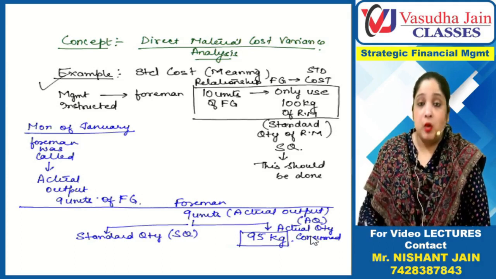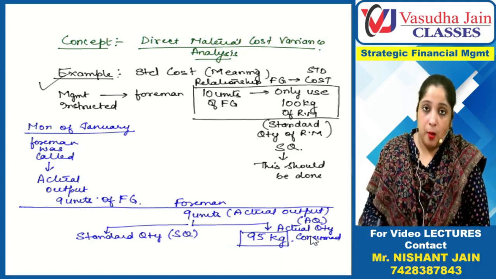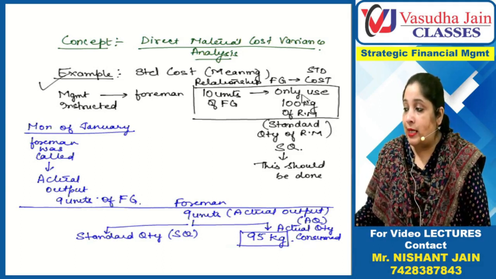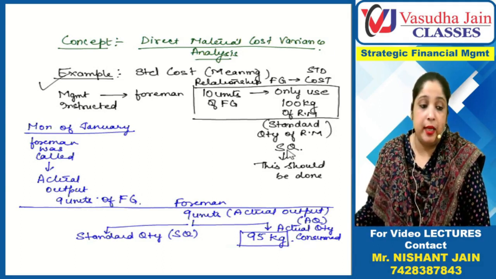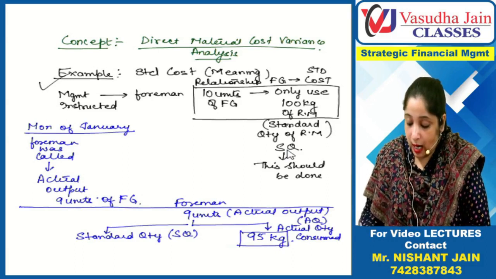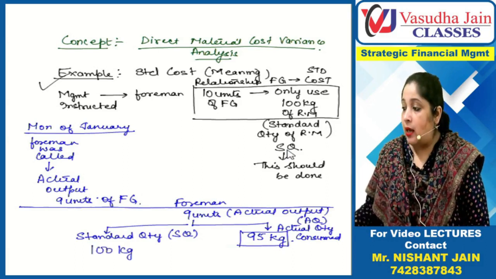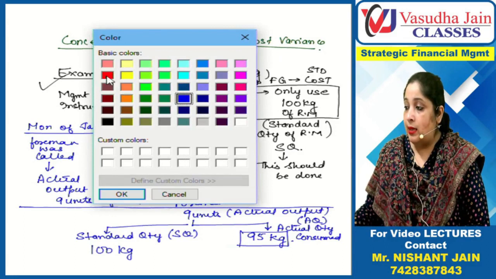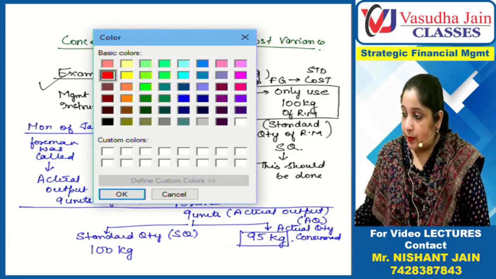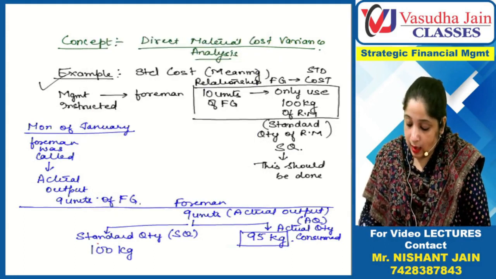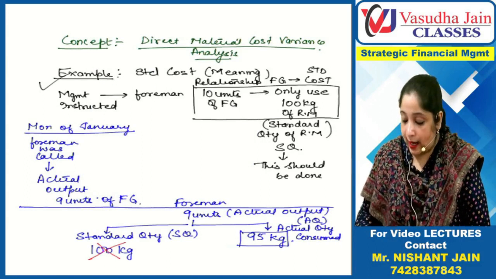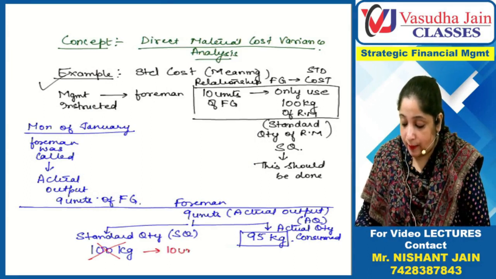Now standard quantity. Normally students say 100 kg is the standard quantity. See ma'am, it is written here. Answer: if you say 100 kg, then this is completely wrong, because 100 kg was for 10 units.